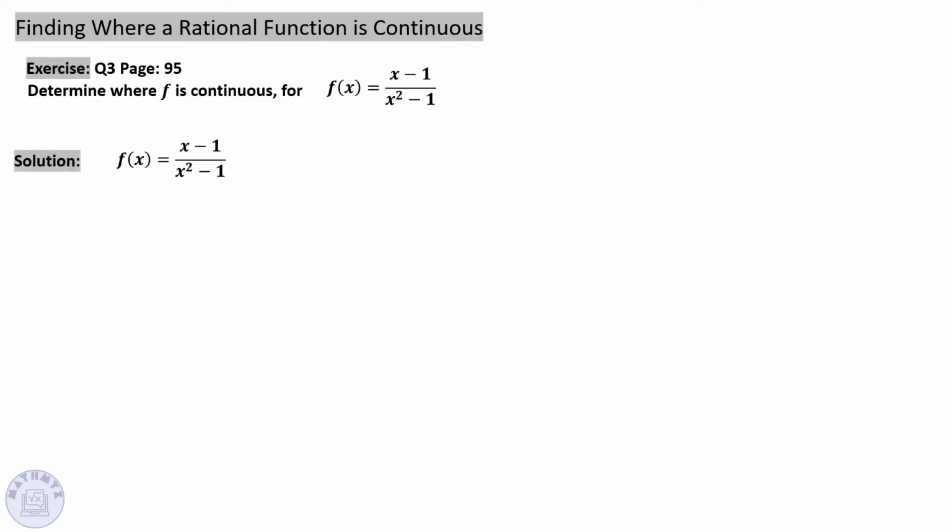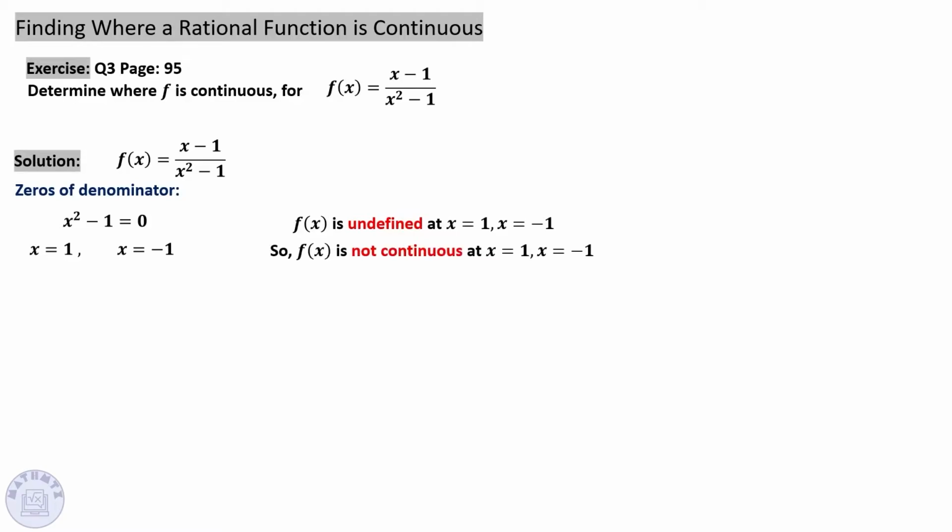Well, first thing, to determine where f is continuous, we need to get the zeros for the denominator. So set the denominator to 0. This gives us x equals 1 and x equals -1. So at these 2 points, the function is undefined, therefore it's not continuous.